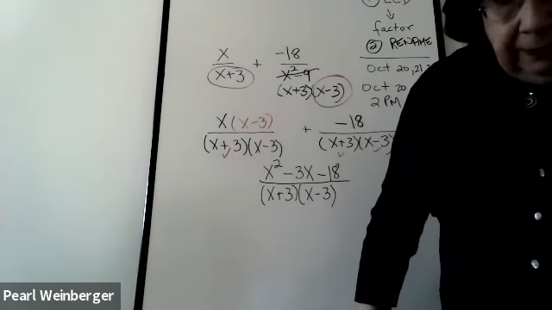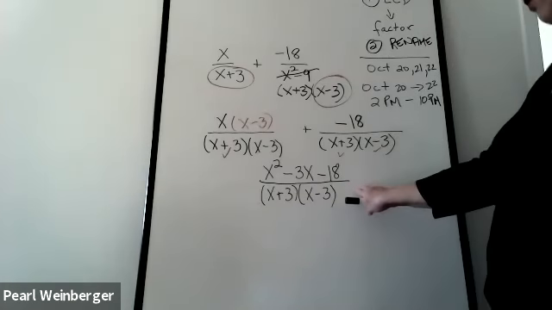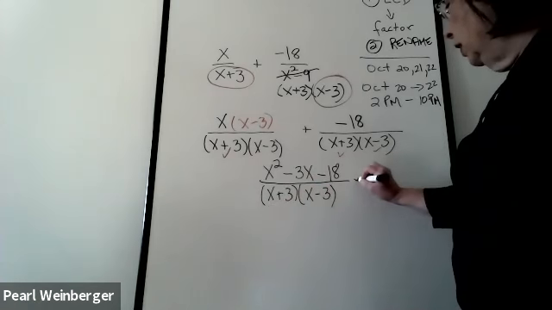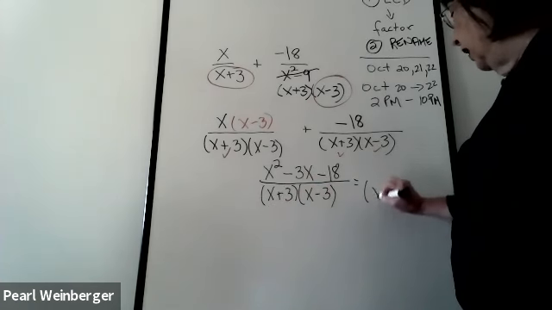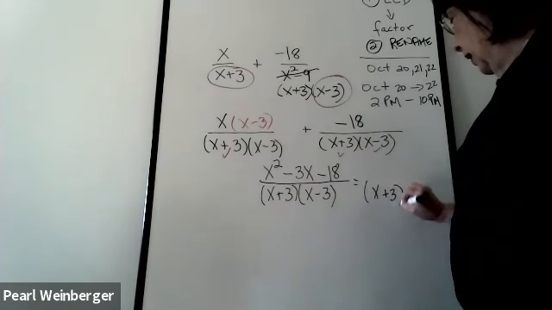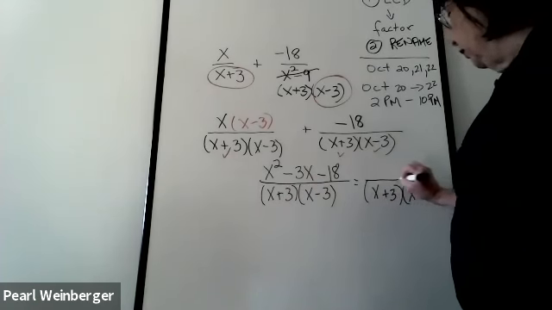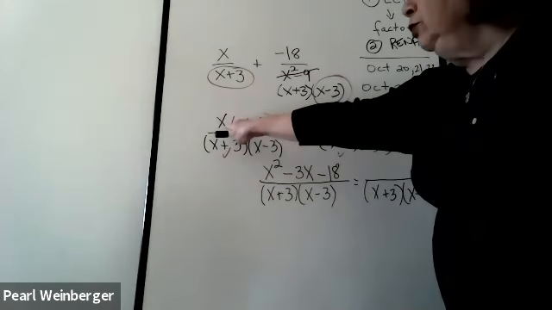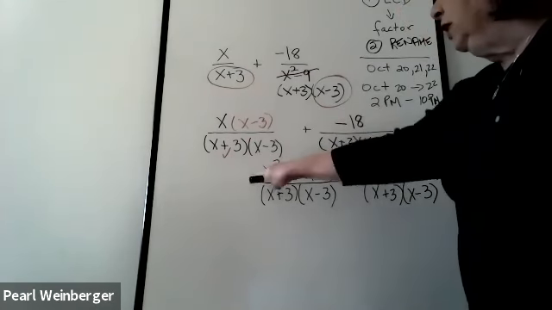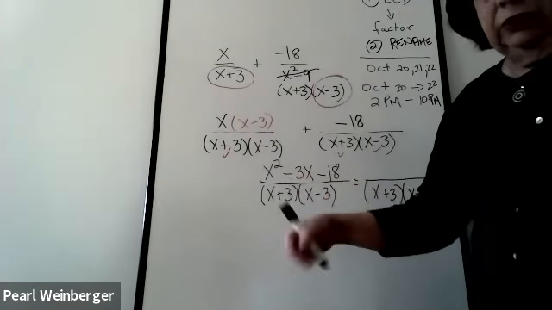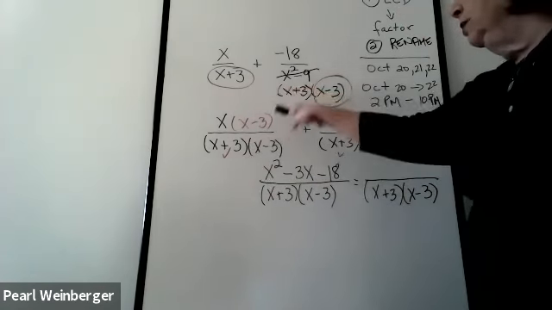And the last step is to see, can I reduce this fraction? Now, the denominator is already in factored form of x plus 3 and x minus 3. We leave our denominator in factored form. Notice we don't leave the numerator in factored form because we have to be able to combine like terms. We can only combine like terms if each of the terms are separate.